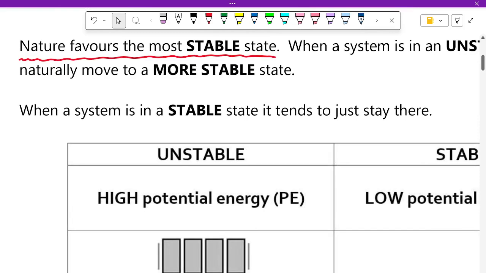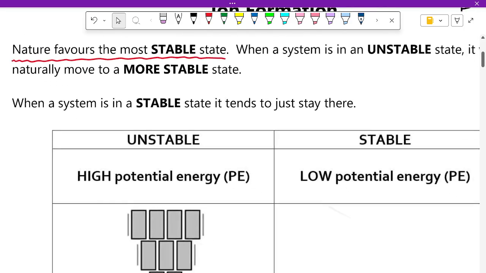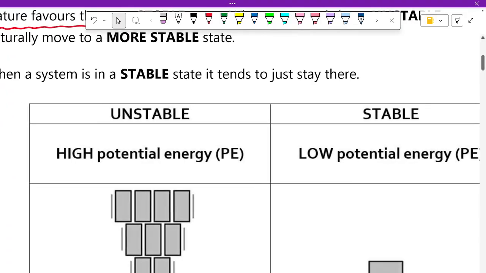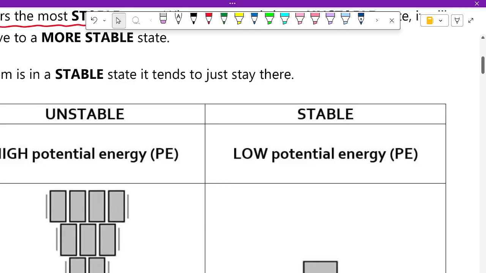We can use another word for stable, or another group of words. When something is stable, it has a low potential energy. Have you guys heard the word potential energy before? Yeah? Okay, a couple of you. Basically, potential energy means that it has stored energy in it that can cause it to move or that can cause it to do work on something else. If I let go of this pen, it can move.